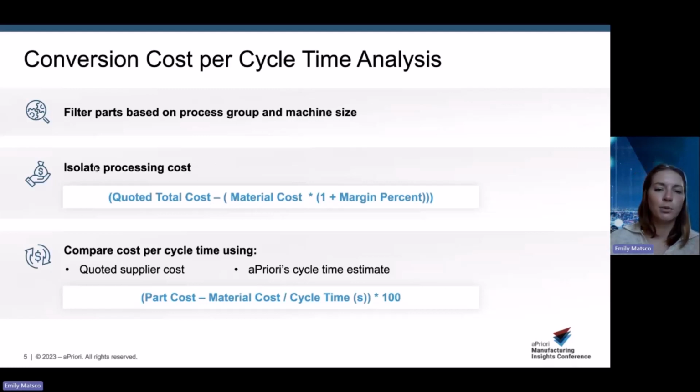Once we have this part cost minus material cost, highlighted right here, we're going to divide that by the cycle time output by aPriori. So now we have an estimate of cycle time, how long it takes to make a part, and we also have the quoted cost. So again, the part cost minus the material cost, divided by cycle time, multiplied by 100, gives this ratio of just process cost to cycle time based on the quote.